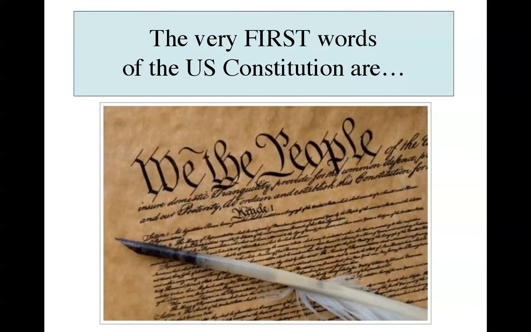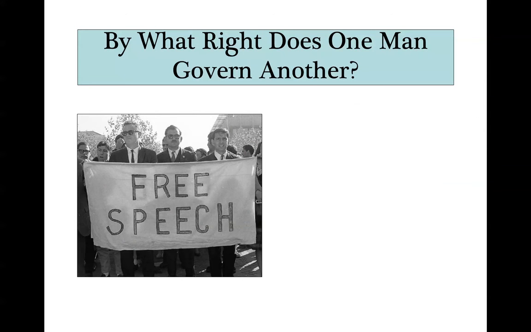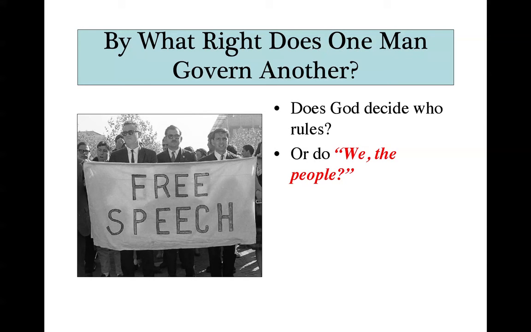Remember what a constitution is. A constitution is a set of laws that determine how our society is going to work. And who is going to determine that again? It is we the people. A question that many philosophers were talking about during the Enlightenment is this question right here: by what right does one man govern another? Does God decide who rules? Or do we, the people?